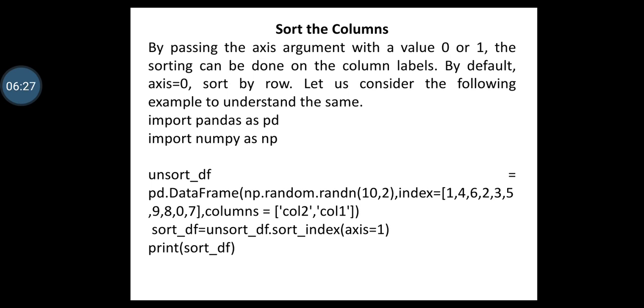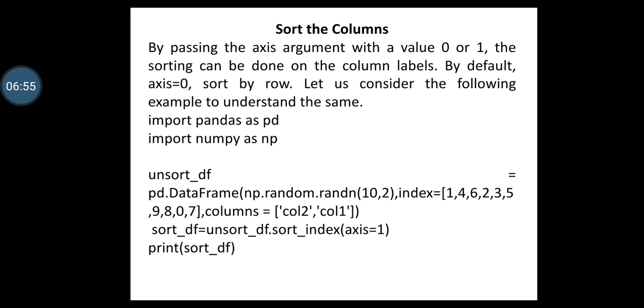Then after that, I am defining how to sort the columns by passing the axis argument with value 0 or 1. The sorting can be done on the column label. By default, axis is equal to 0, which sorts by row. Let us consider the following example to understand the same.